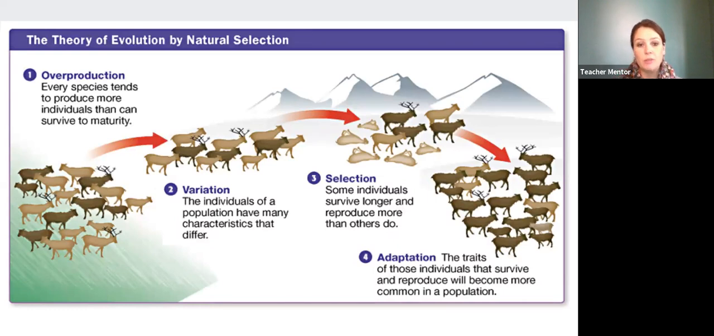So if we have some smaller elk in this picture, they are not going to be able to outrun, let's say, the wolves that are around. So that's more of an unfavorable trait. The larger elk are going to be able to run faster, so they're going to survive.